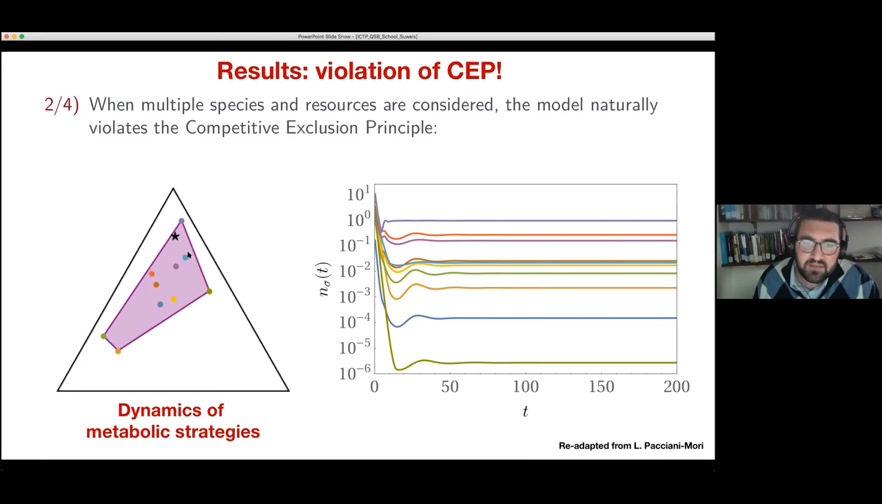But it's not trivial because, for example, you can see that the orange one is not the closest. So it's not trivial to find the abundance of the species based on the position of the metabolic strategies. This is an open problem as far as I know. But we can see that the strategy is self-organized and coexistence is allowed. Okay, so we can now look at the other experiment.